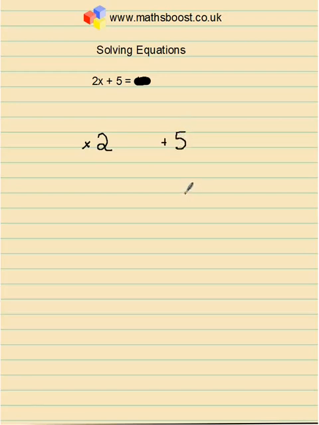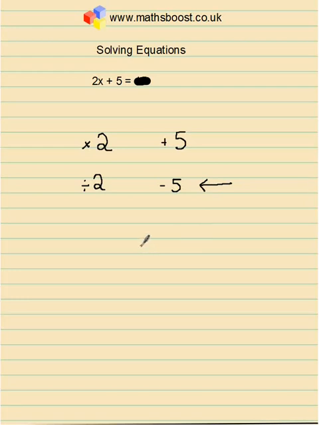Now this is the important bit. Underneath we write down the inverse or opposite. The inverse of plus 5 is minus 5 and the inverse of times 2 is divided by 2. And I'll put this arrow here to remind me where I'm starting from.